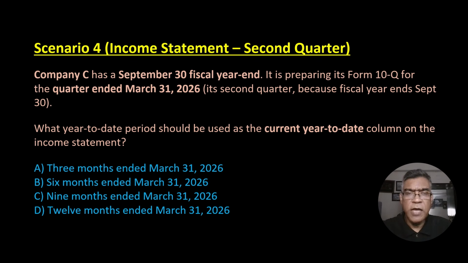The question is asking the current year-to-date. The current quarter ends March 31st, 2026. Fiscal year end is September 30. So October, November, December is the first quarter. January, February, March is the second quarter. So year to date means first quarter plus second quarter, which means 6 months ended March 31st, 2026. That is the correct answer, letter B.